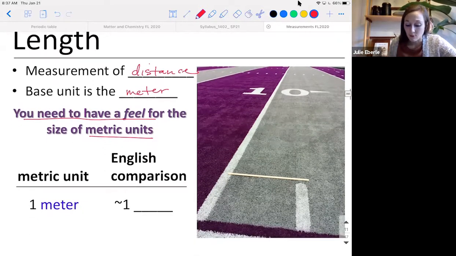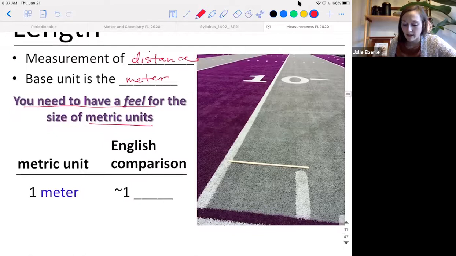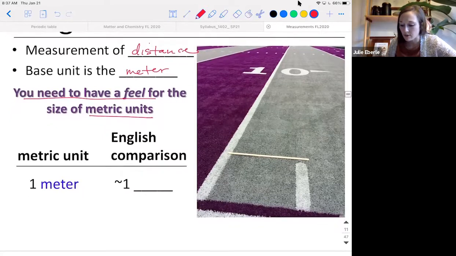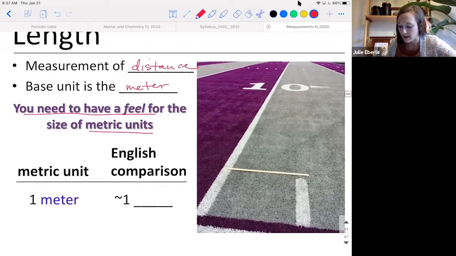All right, back to this. I want you to have a feel for about how big these units are. So I have a picture here. This is our lovely football field. And here's a yardstick, or a meter stick. If you're familiar with football, 10 yards is a first down, and one of those yards is what we have marked off here on the field. And that's roughly 1 meter.